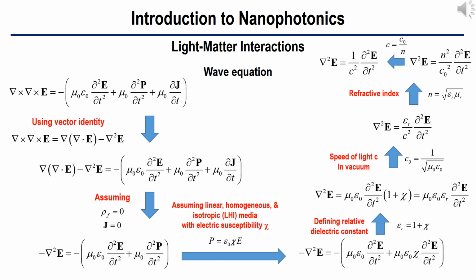And using a relationship between the refractive index n and the relative electric permittivity epsilon sub r and relative magnetic permeability mu sub r, we can further simplify the wave equation as. In this equation, we assume the media is non-magnetic, in which mu sub r is equal to 1. We can further simplify this wave equation into its final form, where the speed of light is decreased due to the refractive index, which is greater than 1.